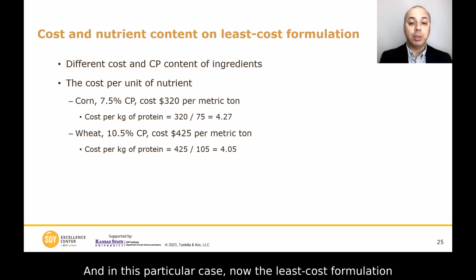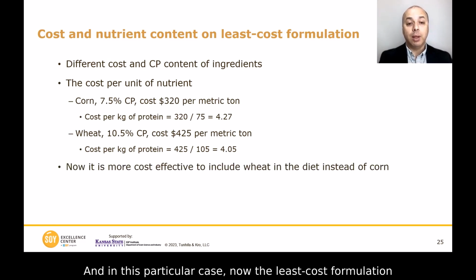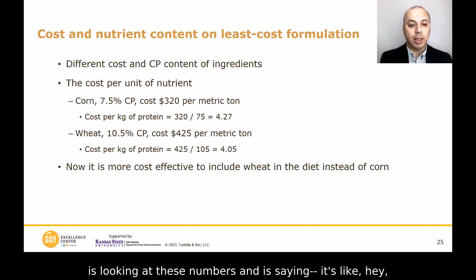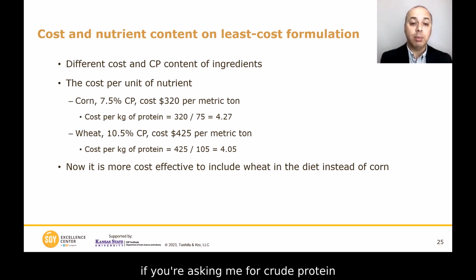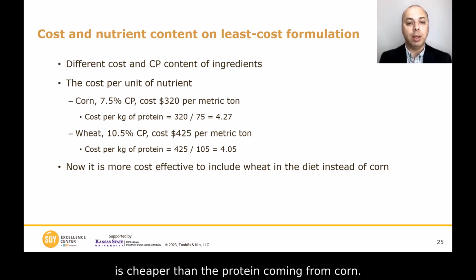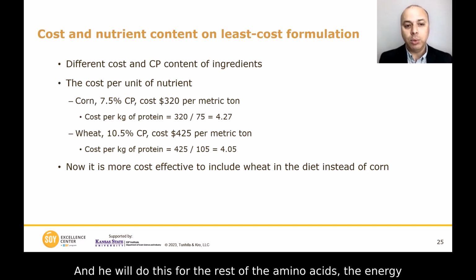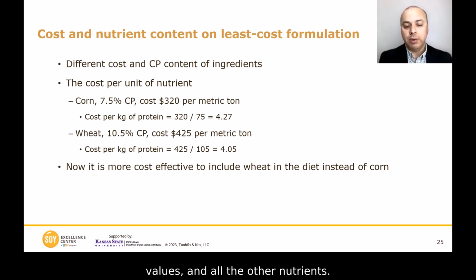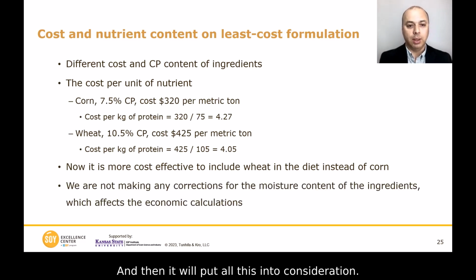In this particular case, the least cost formulation is looking at these numbers and saying, hey, if you're asking me for crude protein, then I'm going to use as much wheat as I can because the protein from wheat is cheaper than the protein coming from corn. And it will do this for the rest of the amino acids, the energy values, and all the other nutrients. Then it will put all this into consideration.